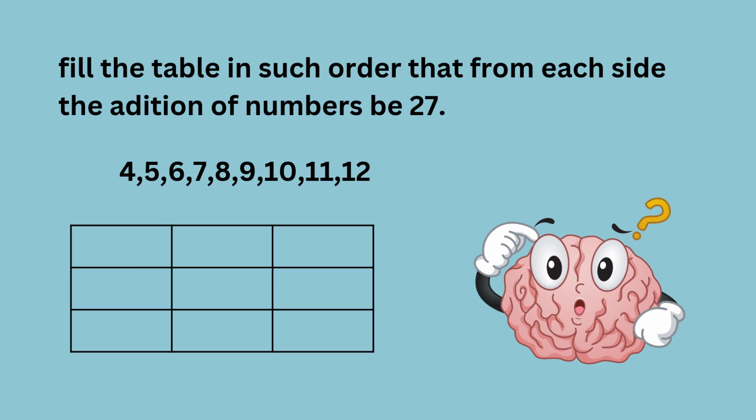So what does it mean by each side? We have to break down the question here. What does each side mean? Each side means a column, row, horizontal or vertical. So the addition of them should give you 27. And here also it gives you 27, and here also it gives you 27.